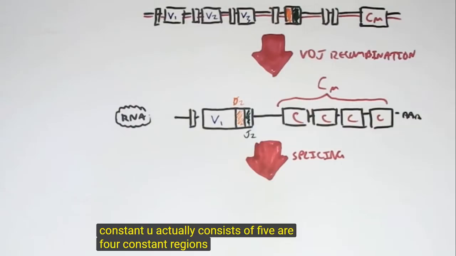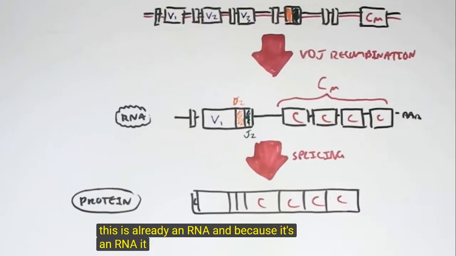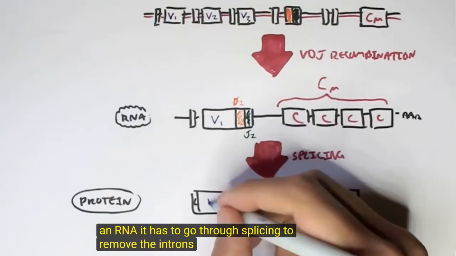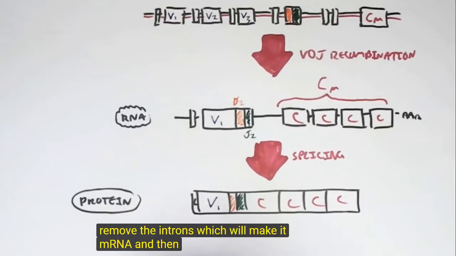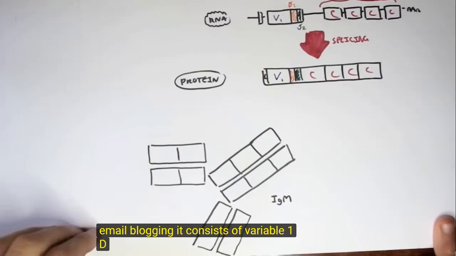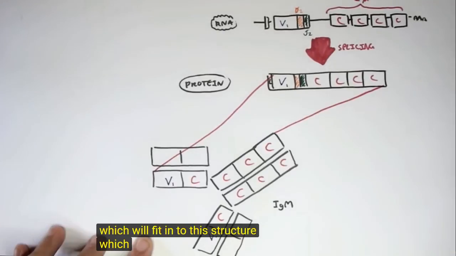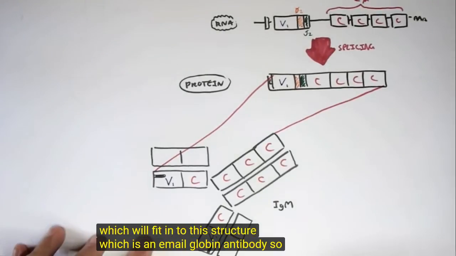And essentially, this is already an RNA. And because it's an RNA, it has to go through splicing to remove the introns, which will make an mRNA, and then a protein. And this protein is the heavy chain part of the immunoglobulin. It consists of variable 1, D2, J2, and the 4 constant regions, which will fit to this structure, which is an immunoglobulin M antibody.